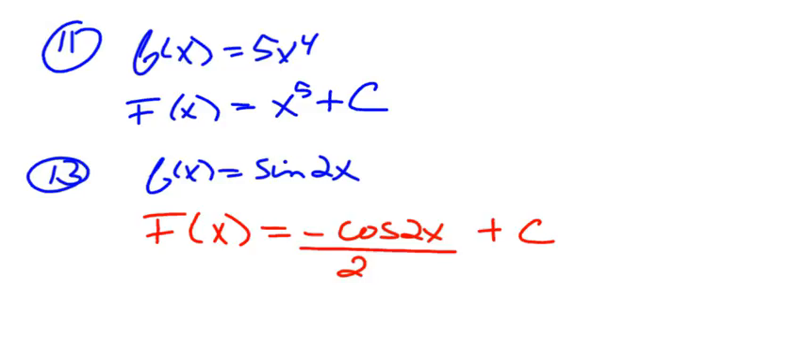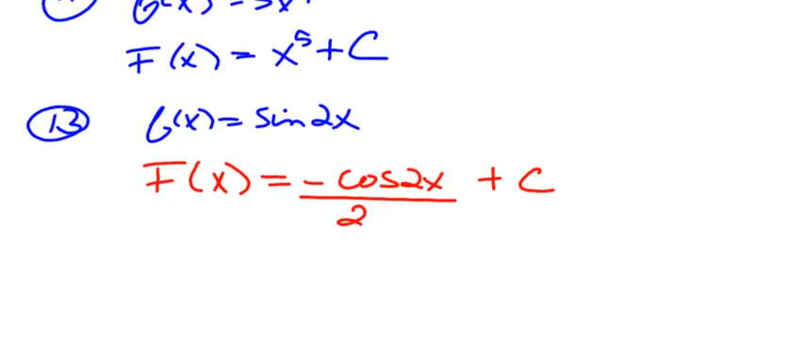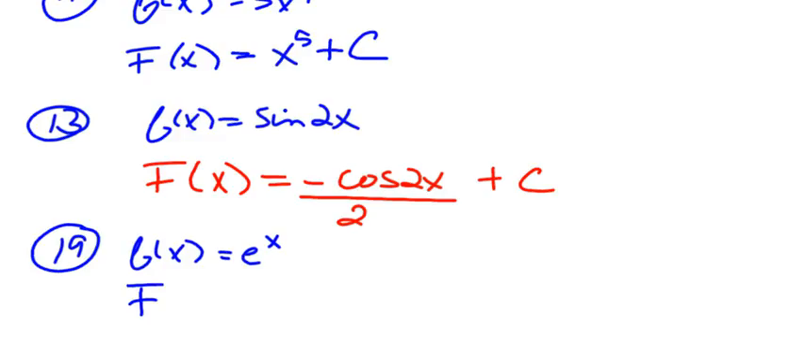All right, e to the x, which is one of our best ones we can do. Number 19, we have the function f of x is equal to e to the x. Its antiderivative is e to the x. The only thing we have to remember is the family of antiderivatives. So that's our answer to that one.